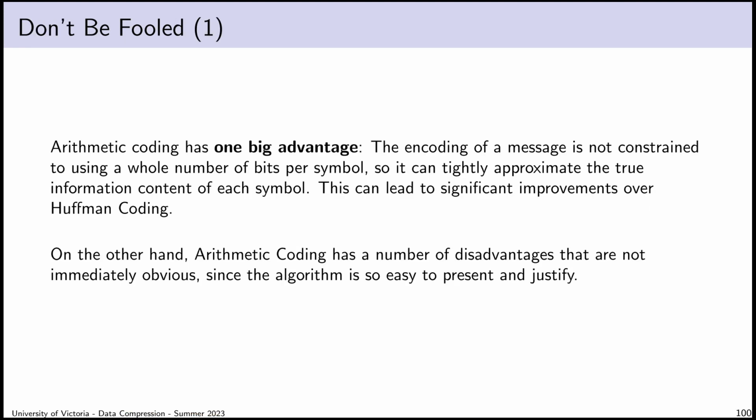And so arithmetic coding has this wonderful advantage that the encoding of the whole message is not constrained to a whole number of bits per symbol, only a whole number of bits per message. So as a result, by fairly dividing the real estate among symbols, it can tightly approximate the true information content of each symbol.